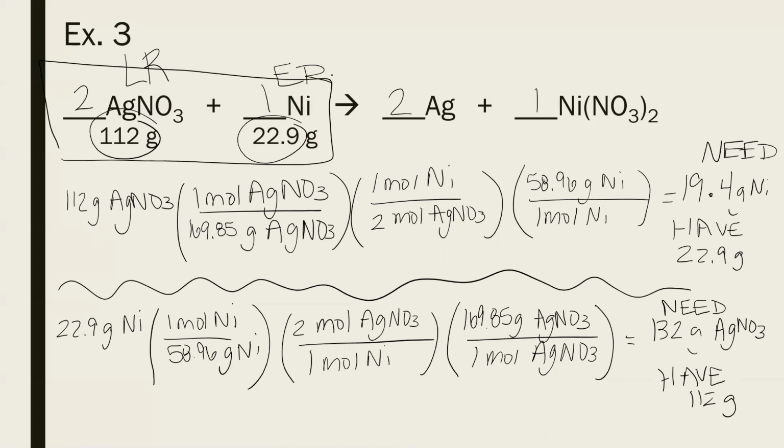And there's usually a spot on the worksheet for you to actually write. There's like a line that says limiting and then a line that says excess. I just like to write it above as well. All right, looking at the top part here, I need 19.4 grams of nickel. I have 22.9 grams of nickel. I have more than I need, so I'm gonna have extra left over. So by default, once again, nickel is my excess.